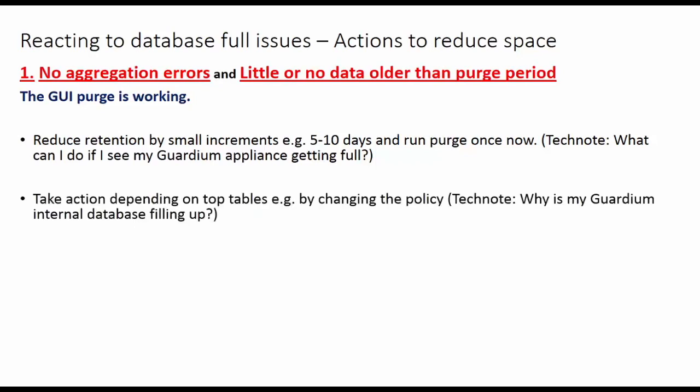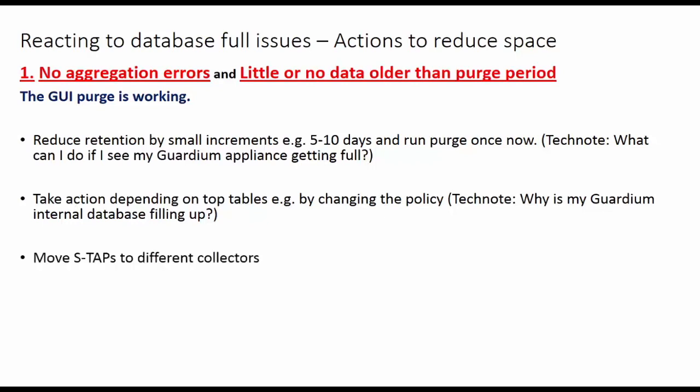The other thing you can do is, depending on what your top tables are, you can take action. Again, if you look at that tech note, why is my Guardium internal database filling up? This goes into much more detail. But like in this example, if we had policy violations log as one of the top tables, you could investigate why there's so many alerts coming in and possibly amend the policy to reduce those in the future. So less data is going to be coming into the appliance.